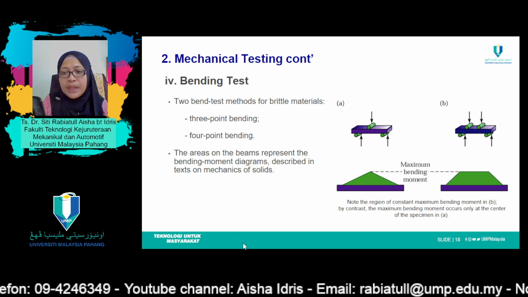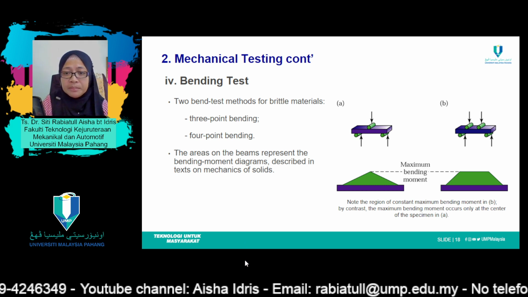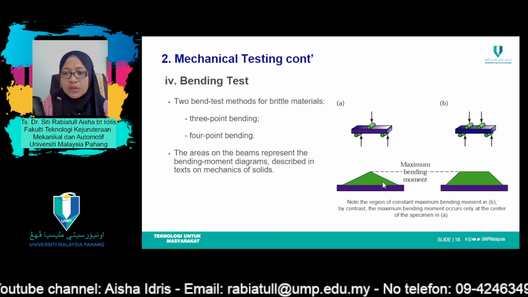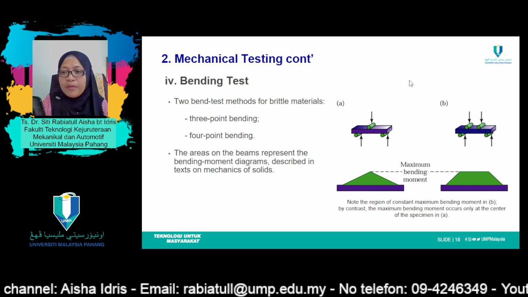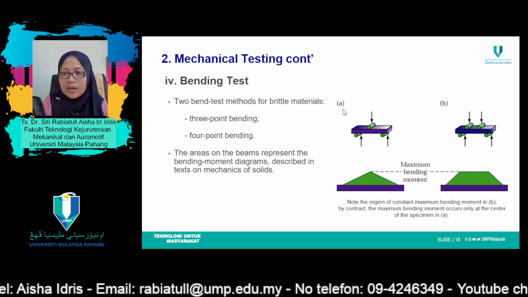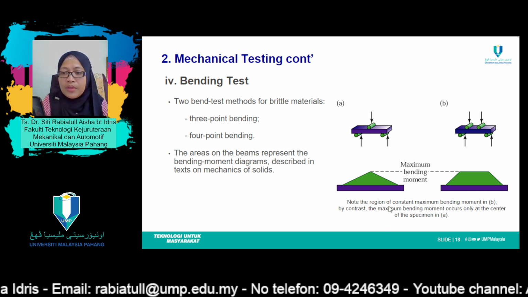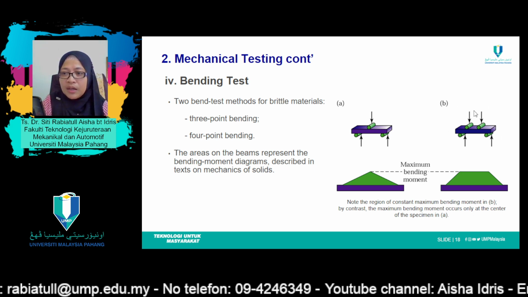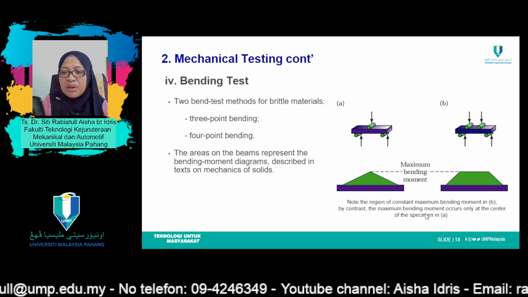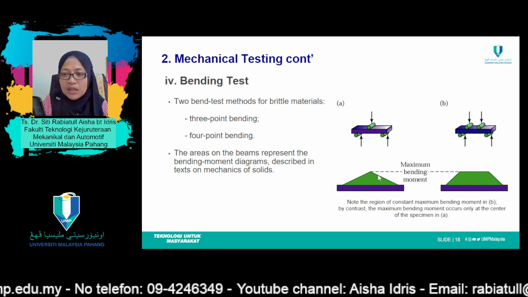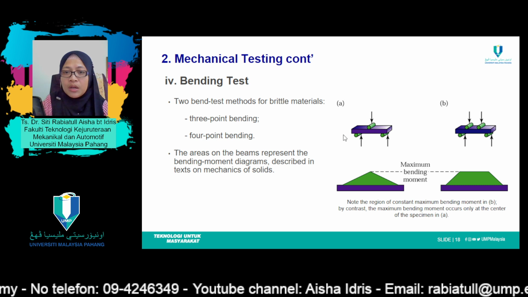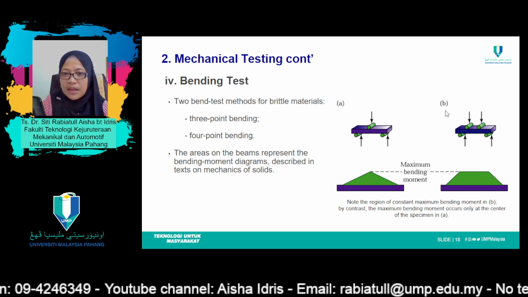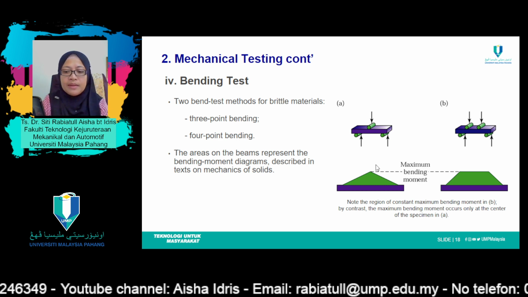The area on a beam represents the bending moment diagram. This one describes it. If you refer to this illustration over here for A and B, the region of a constant maximum moment is represented in figure B, whereas the maximum bending moment occurs at the center of the specimen for the 3-point bending test. This is the 3-point bending test, and this one is for the 4-point bending test.